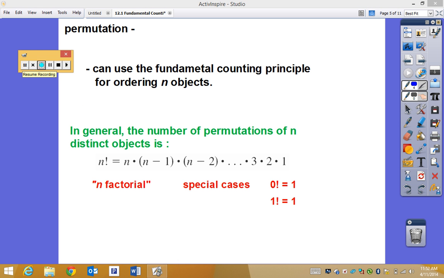so that you could use that also to calculate without having to write everything out. Now we'll take a look at permutations. Permutation is what you can use when you want to order objects. So in general, the number of permutations of n distinct objects is n factorial. Remember again that our special cases are 0 factorial is 1 and 1 factorial is 1.